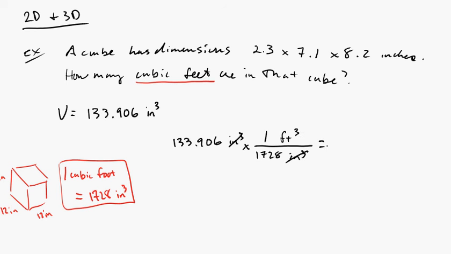And so we're going to take 133.906 and divide by 1728. What we end up with is 0.077491898. Now, in the original problem, the least sig figs we had was 2. It was just always 2. So we're going to include 2 significant figures. We would say that this is 0.077 feet cubed.